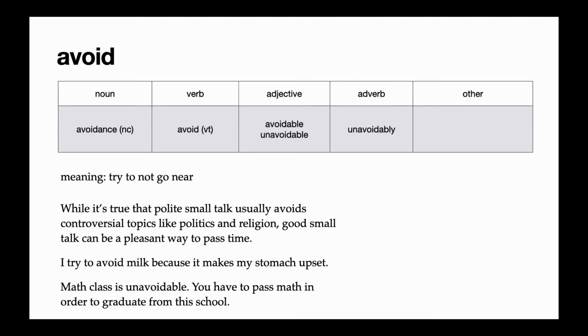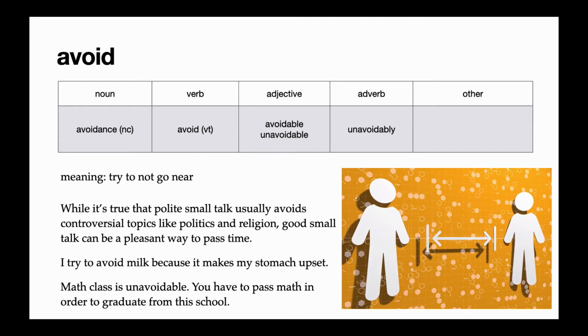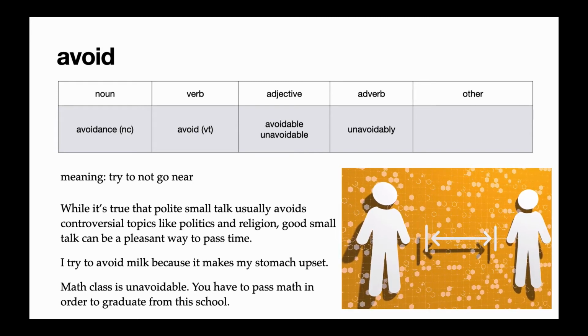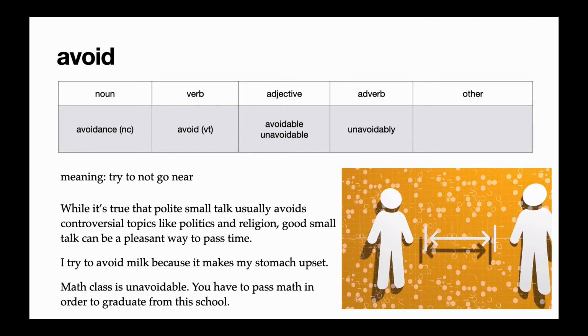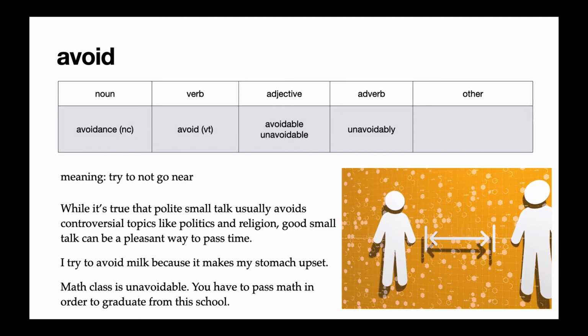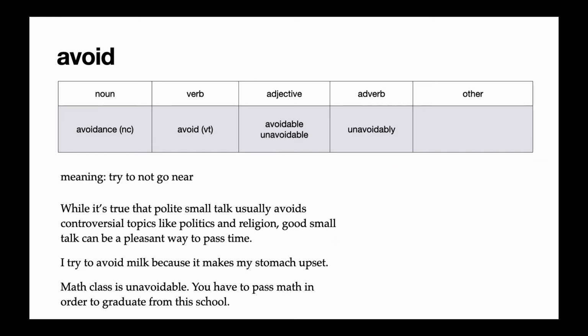Next, we have the verb avoid. Avoid is a transitive verb that means try to not go near or close to something. The example from the reading said, while it's true that polite small talk usually avoids controversial topics like politics and religion, good small talk can be a pleasant way to pass time. So avoiding here controversial topics means trying not to go near these topics, trying not to talk about politics, trying not to talk about religion.